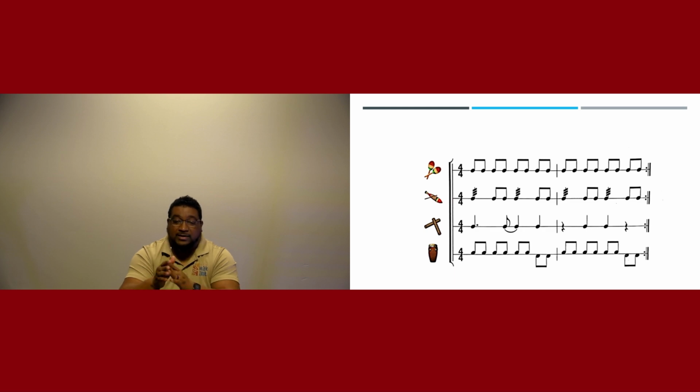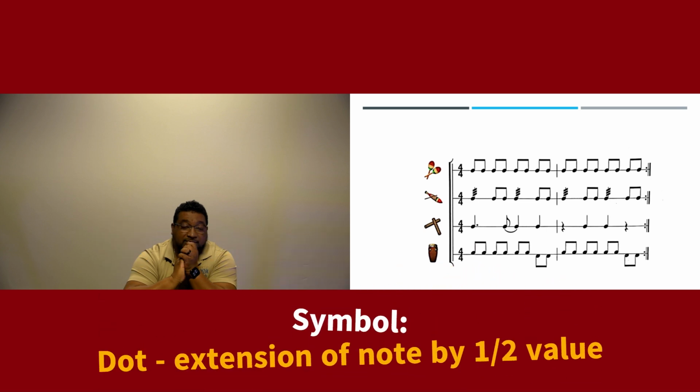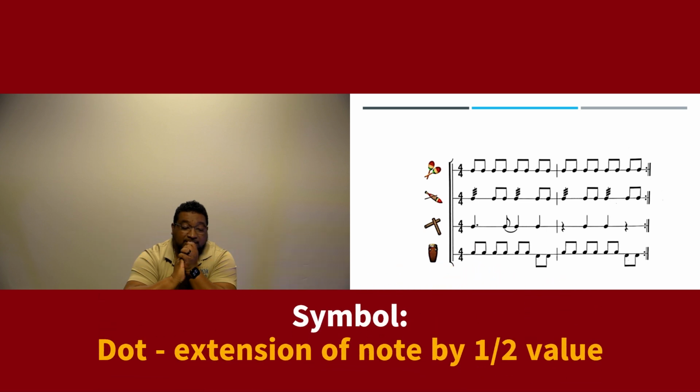Right? That continues. So we have ta ti ti, ta ti ti, ta ti ti, ta ti ti. And then we have our third instrument, which we call rhythm sticks or claves.